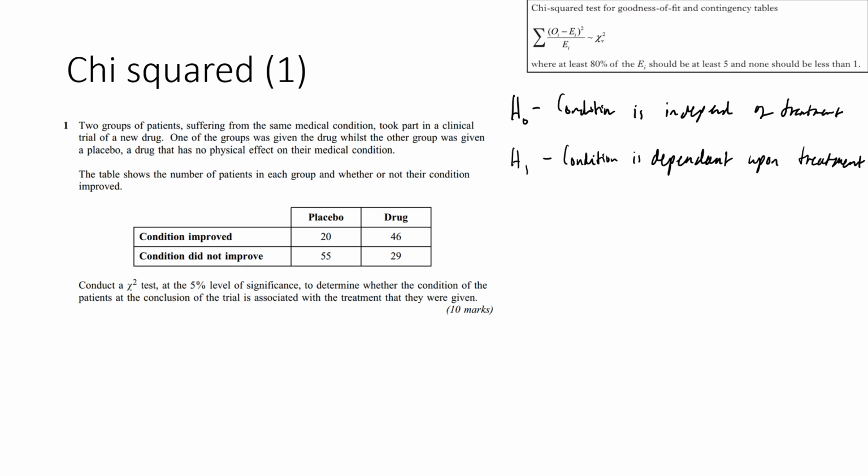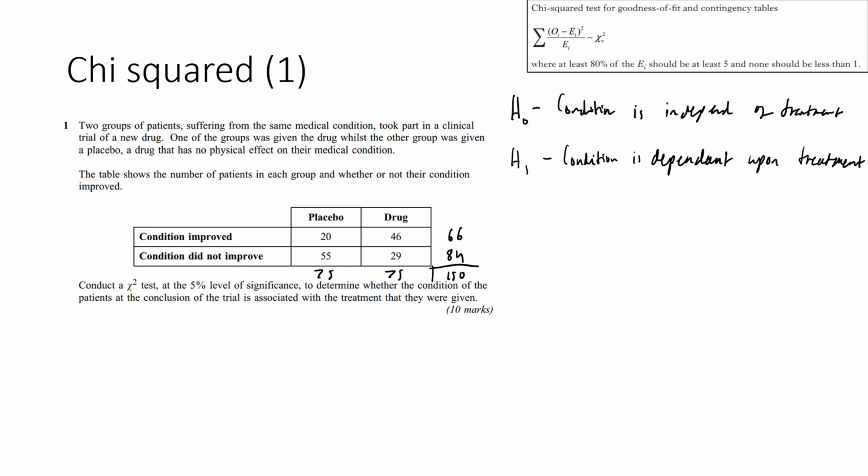Okay, now what we need to do is calculate the expected frequencies and then relate them with the ones we've observed. Something we have to do before that is add up the rows and columns. So we will have 66 here, we have 75 here, 75 here, and 84 here. And in total, that gives us 150.